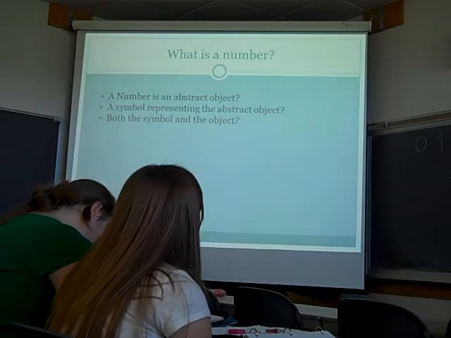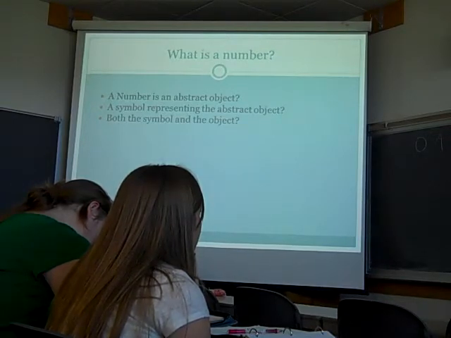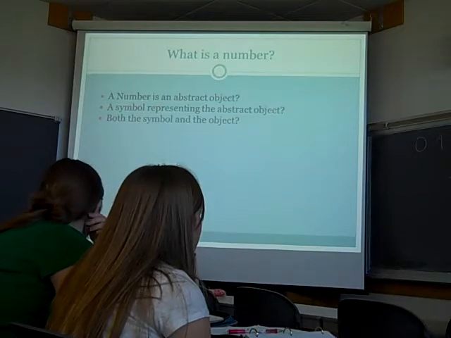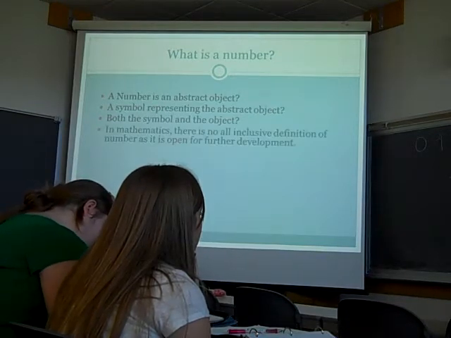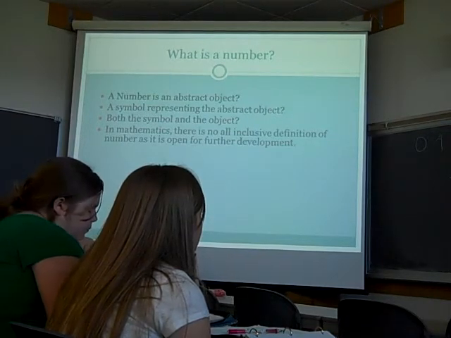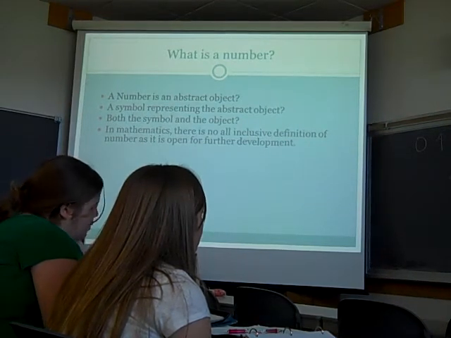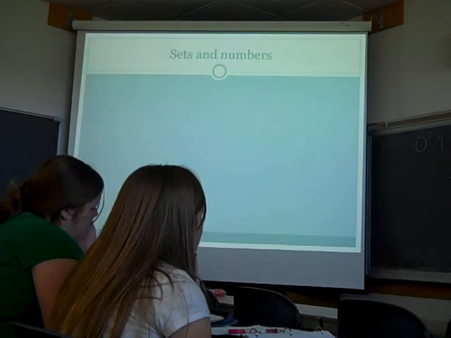So is it a symbol or is it the object? Well, the number is really not the object or the symbol. The symbol represents an idea that's out there, an abstract idea that, okay, there is no all-inclusive definition of number. I mean, we all know what 5 is, but we use symbols and objects to represent that abstract idea that really isn't defined. Okay.